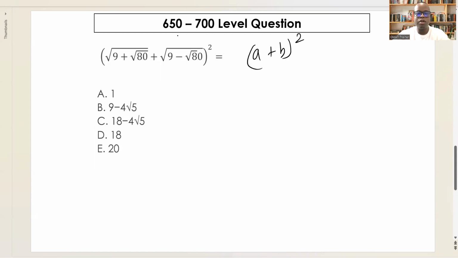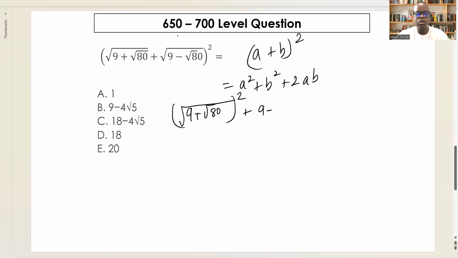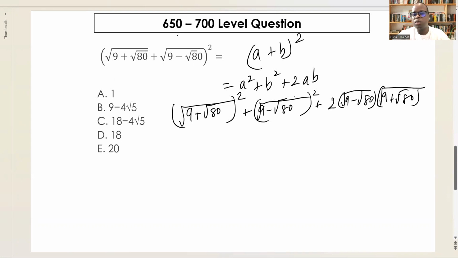So (a plus b) squared will give us a squared plus b squared plus 2ab. This means that a squared will be the square root of (9 plus root 80), all squared, plus b squared, the square root of (9 minus root 80), all squared, then plus 2 into the square root of (9 minus root 80) times the square root of (9 plus root 80). So you multiply both, so that's a bigger bracket all around it. So that's what you'll end up having.